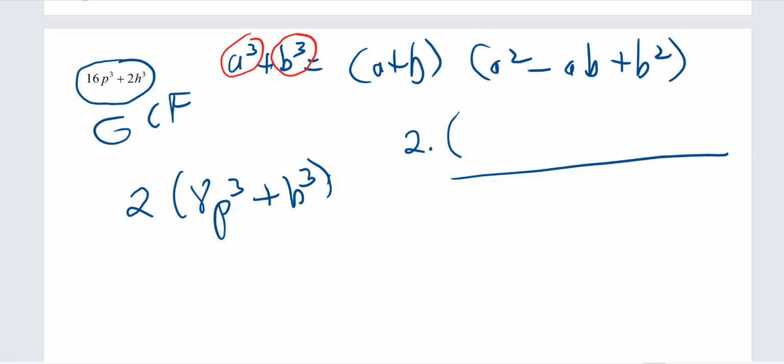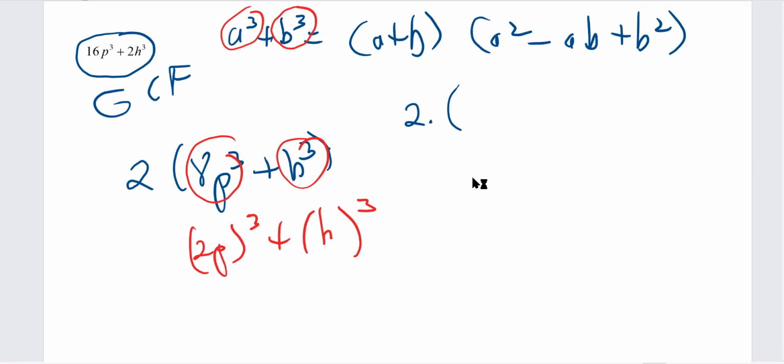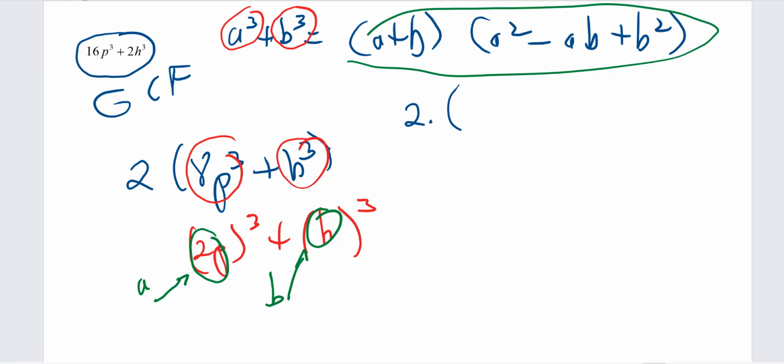The same discussion we had a moment ago holds. We're still trying to turn that part into a cube plus a cube. Well, now we can do it because this is 2p cubed. That would give us that. And this is h cubed. So now we can do it. Just like before, we treat this as our A, this as our B, and we put those everywhere we see A and B.